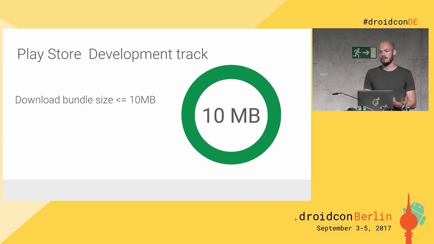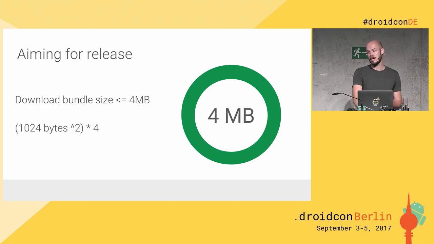So when you work on shipping it on the Play Store, then you are on the development track in the first place, which will constrain you to 10 megabytes per downloadable bundle. That doesn't mean that it's the full app, but just the bundle. I'll come to that in a second. Once you decide to ship to beta or you're aiming for release, your bundle will have to have less than 4 megabytes. Aim for less, because again, your users will thank you for that, and also users probably won't have the fastest ever bandwidth in most cases.